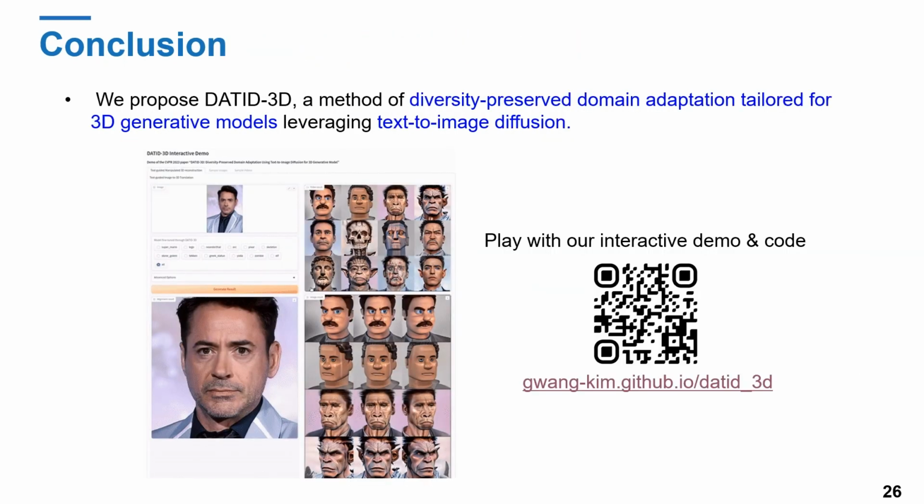In conclusion, we propose DATID-3D, a method of diversity-preserved domain adaptation tailored for 3D generative models leveraging text-to-image diffusion models. We also provide interactive demos. Play with our demo and code if you're interested.